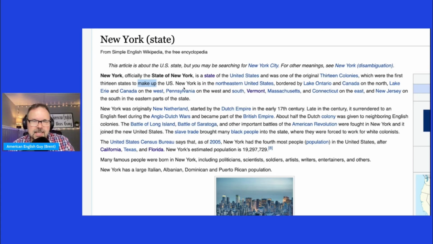New York is in the northeastern United States, bordered by Lake Ontario and Canada on the north, Lake Erie and Canada on the west, Pennsylvania on the west and south, Vermont, Massachusetts, and Connecticut on the east, and New Jersey on the south, in the eastern part of the state. So right there, we have a lot of U.S. states to choose from there.